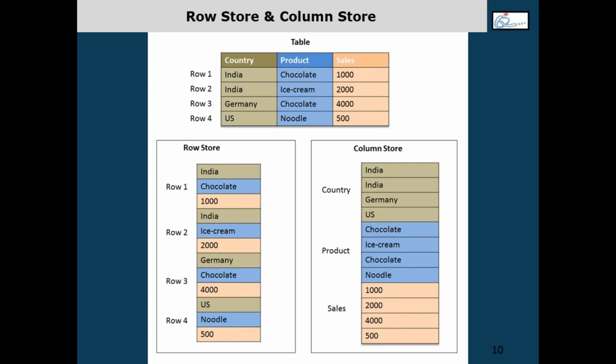So when I say row store, each record is stored in continuous memory locations. And when I say column store, all the values of one column are stored in one continuous memory location. So all the values of column country are stored in one memory location. All the values of column product are stored in one memory location. All the values of column sales are stored in one memory location.